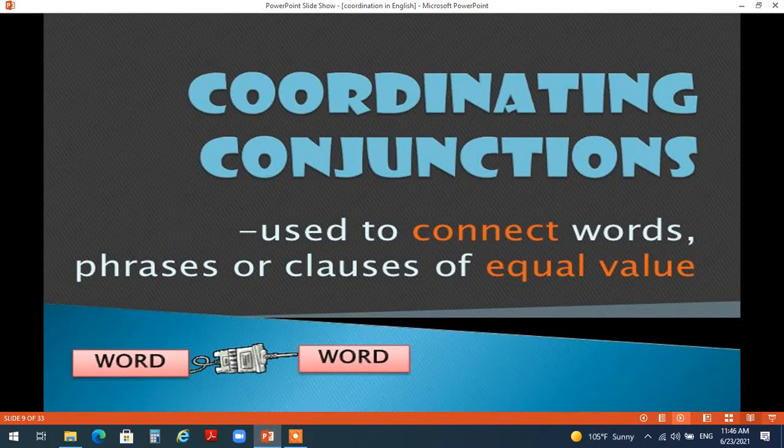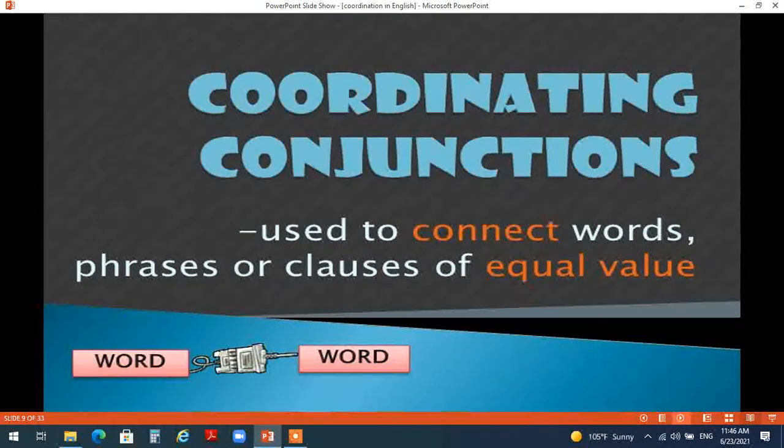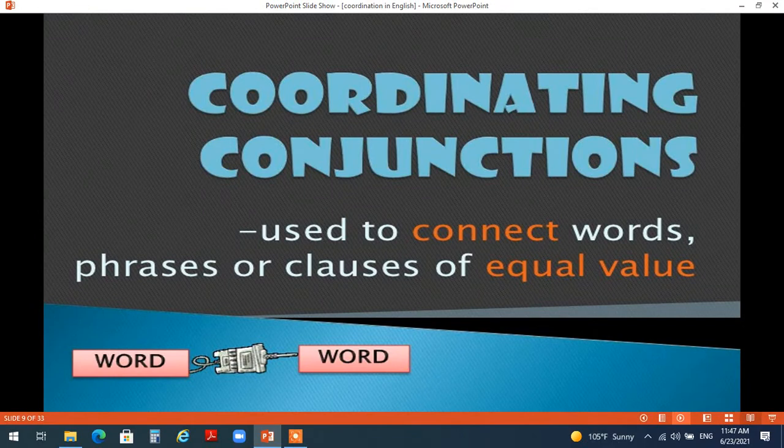Now we will start with the coordinating conjunctions because our lecture is talking about coordination. So we can say that a coordinating conjunction is used to connect either words, phrases, or clauses of equal value. This is very important. The words or the phrases or the clauses which have been linked by using coordination will remain having the same or the equal value or importance.